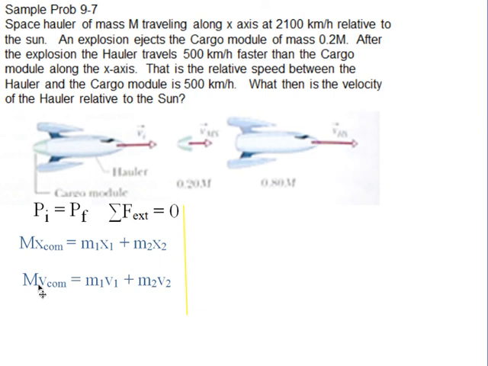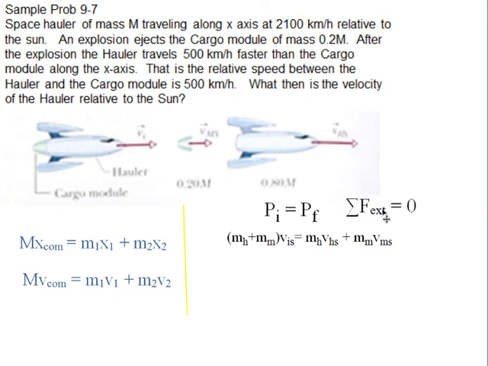My picture is going to get messed up. At any rate, we have this statement here. Now, this should be over here. Sorry about that. So the initial mass, which was the total mass of the two, times the initial velocity, is equal to the mass of the hauler times its velocity, plus the mass of the cargo module times its velocity. All of these relative to the sun.